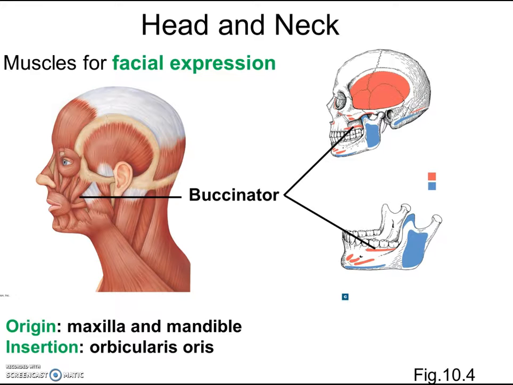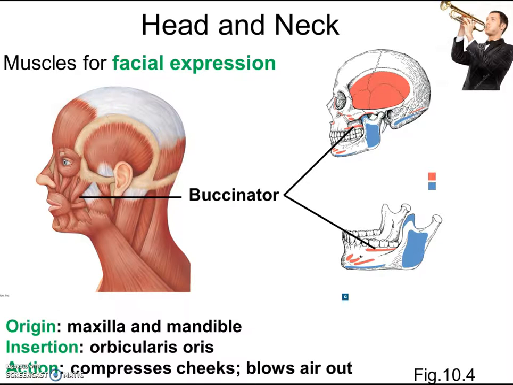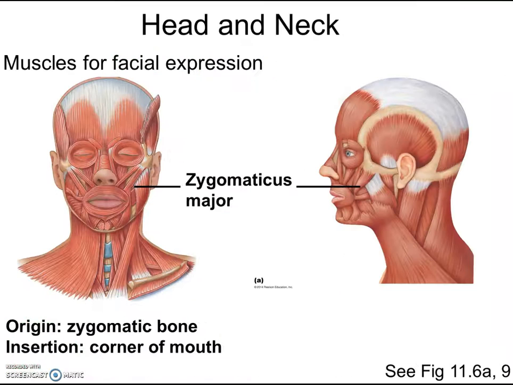Now the buccinator is interesting because its action is used to compress the cheeks and blow air out. So for example, people who play wind instruments have really strong buccinators. They're constantly compressing the cheeks and blowing air out. For us normal people, it's also what allows the air to kind of push out when you're talking or chewing so that you don't constantly bite down on the inside of your cheek.